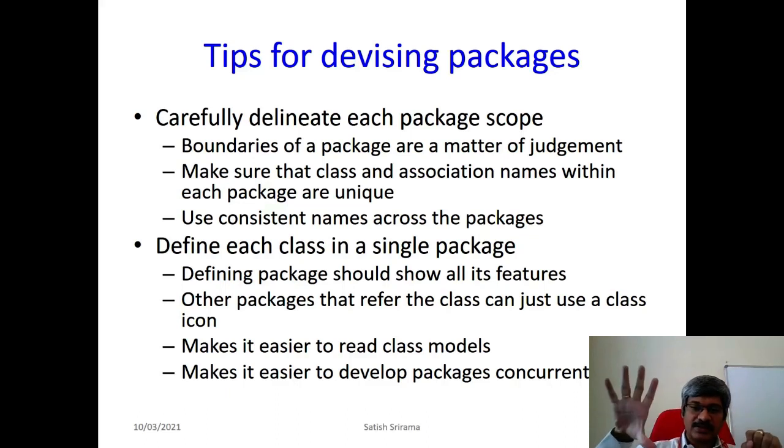But say for example there is package 2 in which you define several other classes which are trying to invoke this class. When you are looking at this model of package 2, you still would like to see class one within this construct. So there you don't put the complete definition of the class, but rather just have this sort of class icon there. This actually makes it easier to read these class models, and it also makes it easier to develop these packages concurrently. So that's how you should be defining each class.